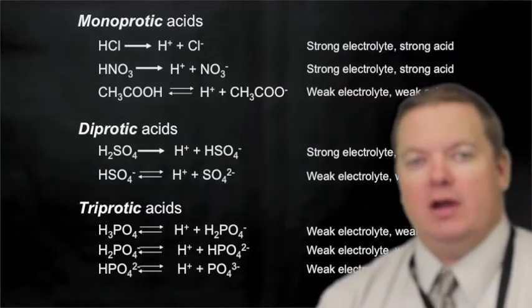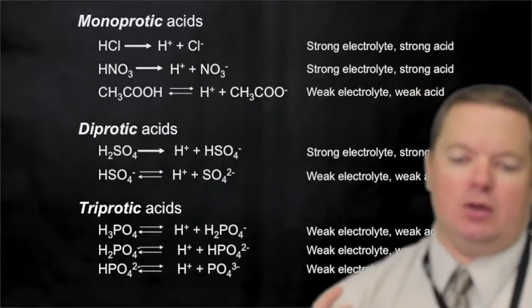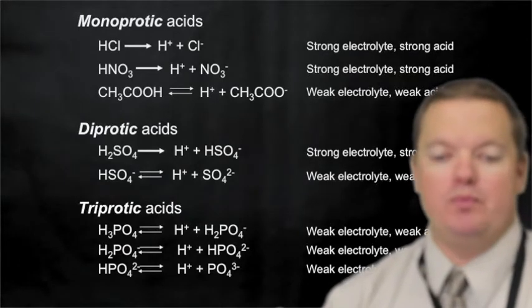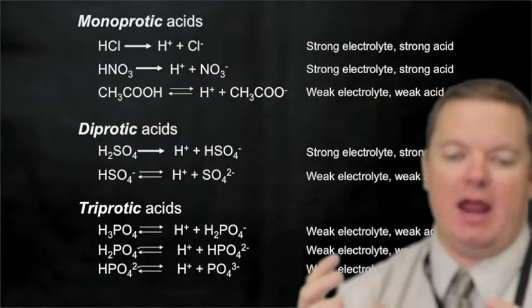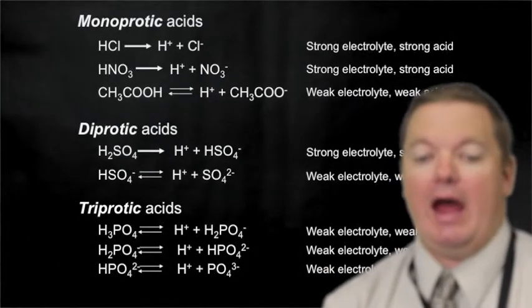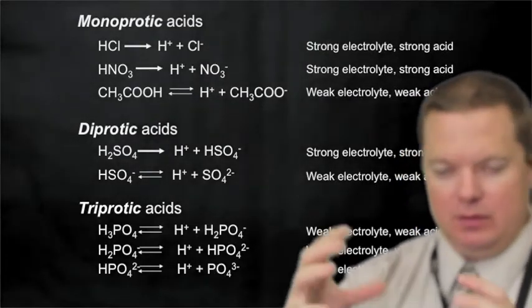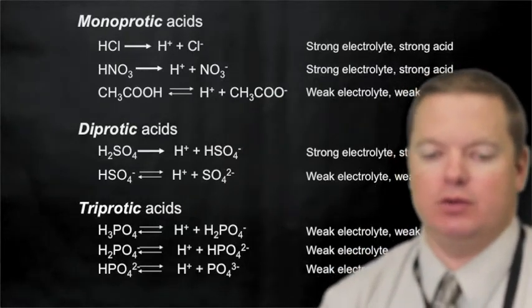If we look at the bottom one, acetic acid, that is a weak electrolyte, so it's a weak acid, so it doesn't completely dissociate when it goes into water. So some of that acetic acid, that H, stays on the acetate ion, stays together as that molecule in solution.